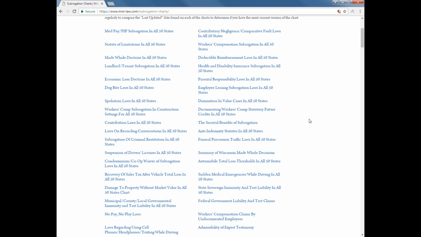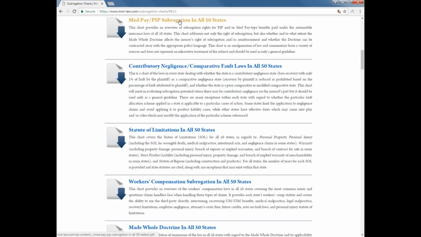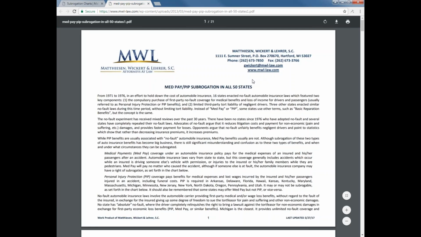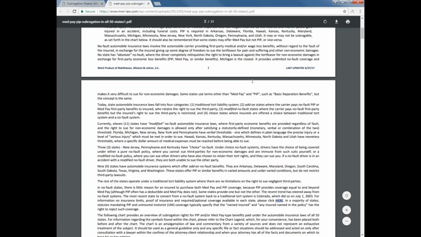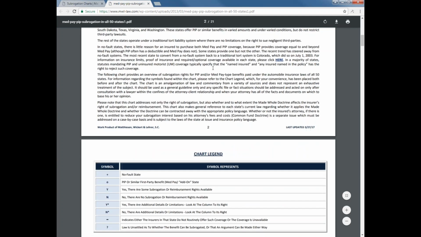Complicated within any one individual state, and then of course even more complicated when you have to meld the possibility of 50 separate, or 51 including DC, separate bodies of law that we have to be familiar with in our industry. So this is no easy task. You can check on any one of these charts, and up here is a chart that discusses MedPay and PIP subrogation in all 50 states and has an introduction that talks about the different systems.